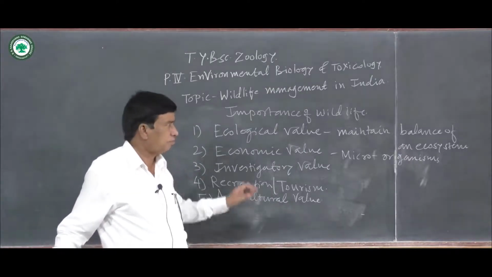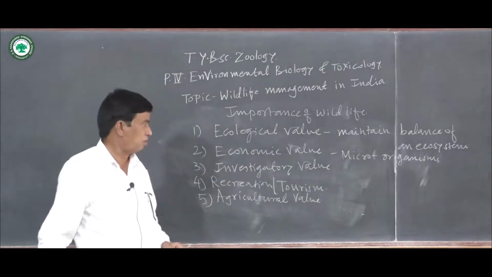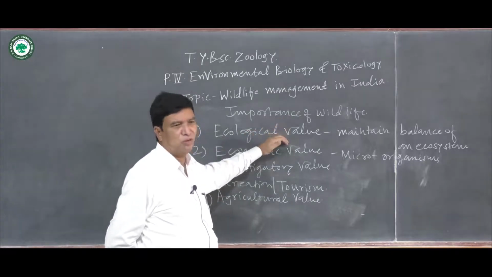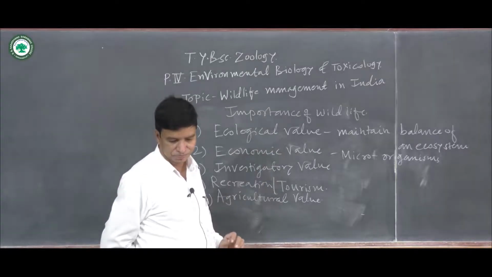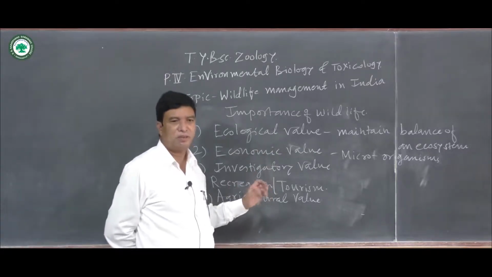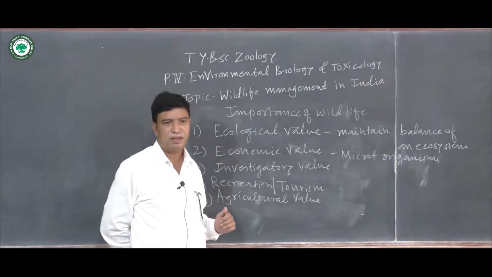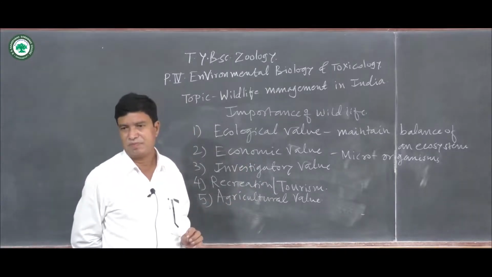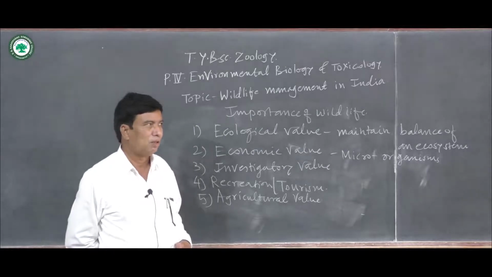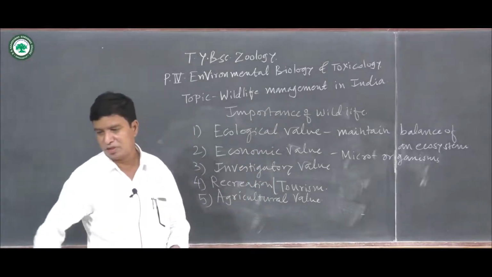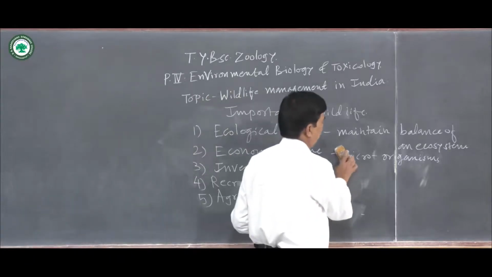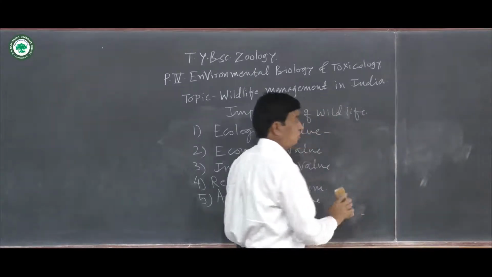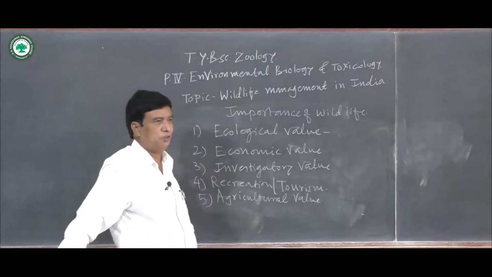For example, in a food chain, in case of a forest ecosystem or grassland ecosystem, in a food chain there are different trophic levels, as already discussed: producers, consumers, decomposers.